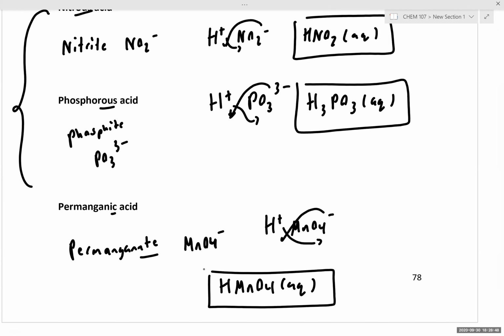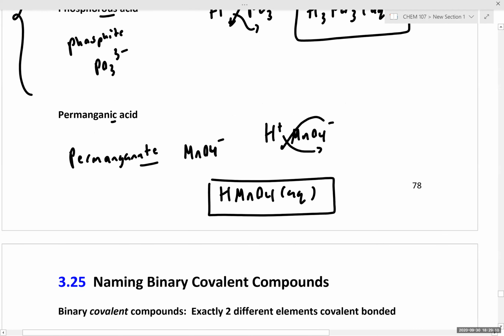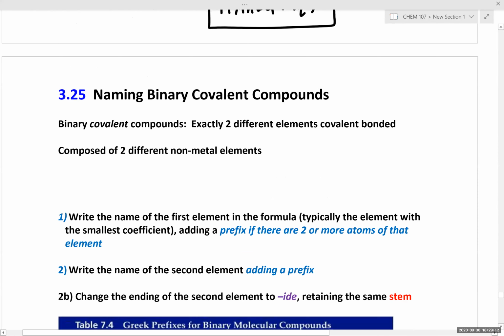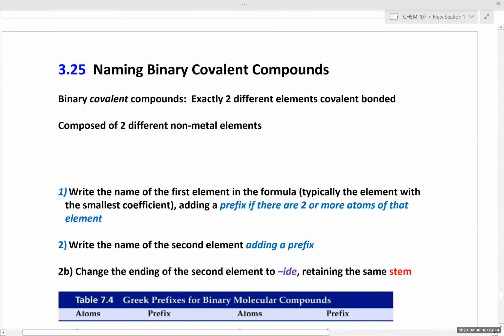Professor, quick question. On all acids, the hydrogen will be in the front? Yes, in the majority of cases, yes. Okay, thank you. Any other question on these examples? If not, let's keep going and talk about the last class of compound that we have to discuss, which are binary covalent compounds.